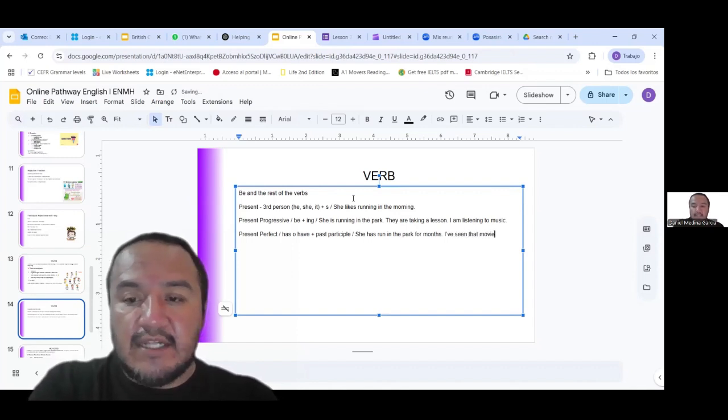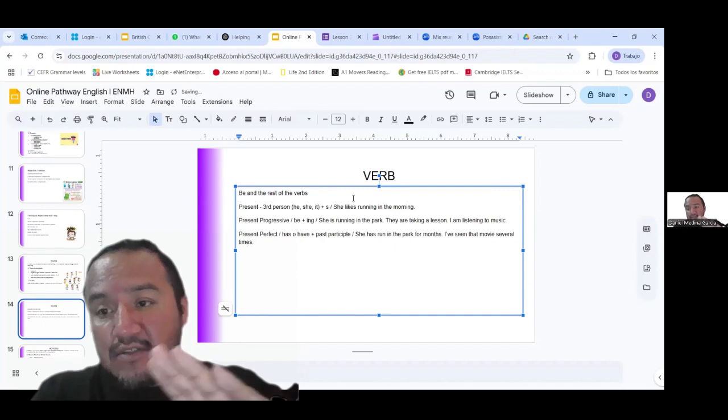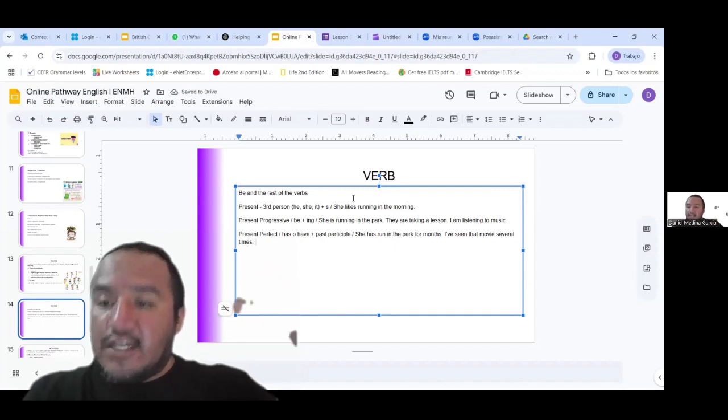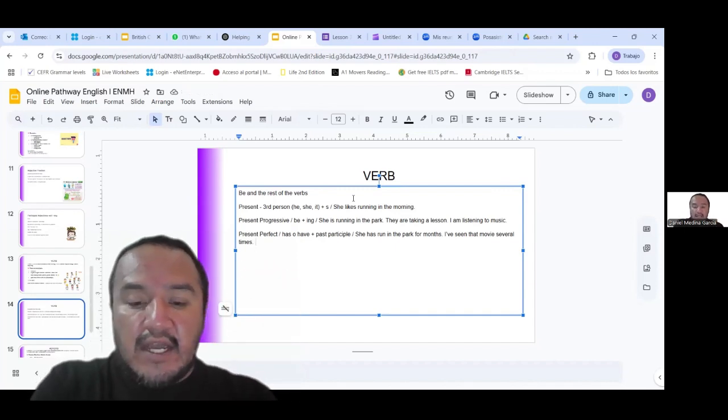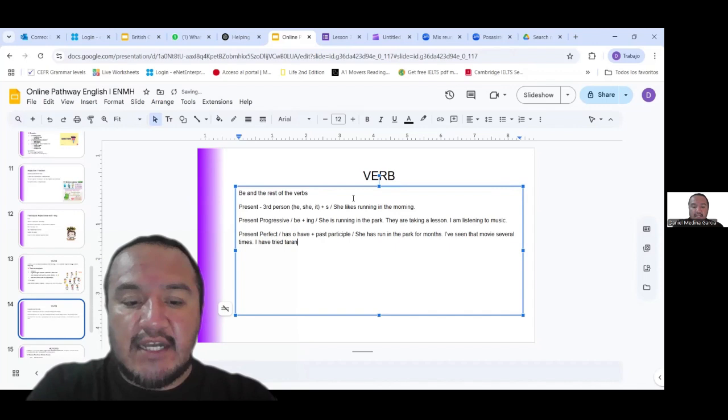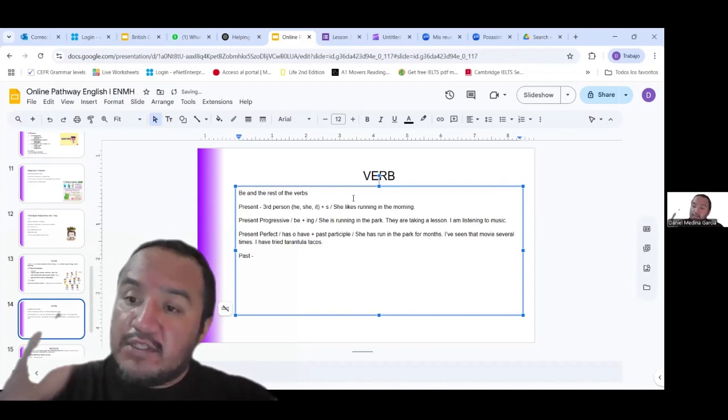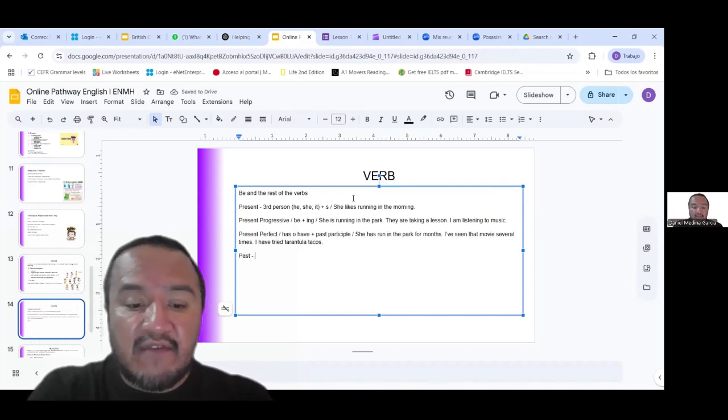In this case, I have an action that started in the past and continues into the present, an action that has been repeated, or experience. And you say, I have tried tarantula tacos, for example. This is the present perfect. Then I go with past. With the past simple, I am going to have a difference because remember that we have regular and irregular verbs.